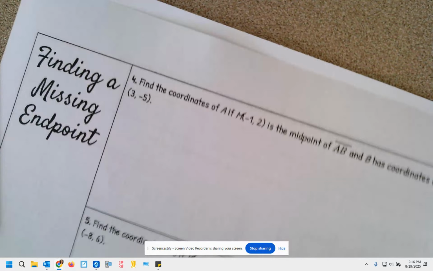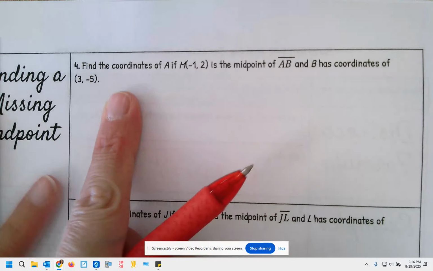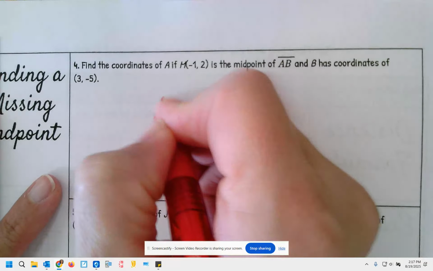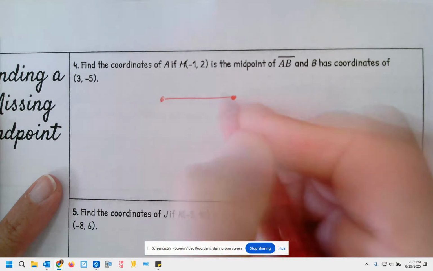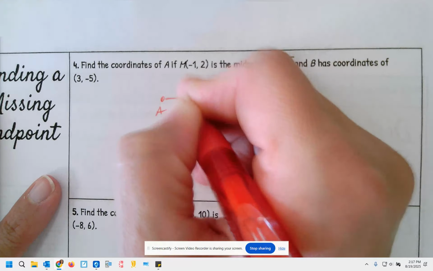Then on the back side, we can actually use the midpoint formula sort of in a backwards way. Like on number 4, it says, find the coordinates of A if M at -1, 2 is the midpoint of segment AB, and B has coordinates at 3, -5. So if we draw a picture, I know this is not oriented correctly, but I just kind of want to get a picture of what's happening here.